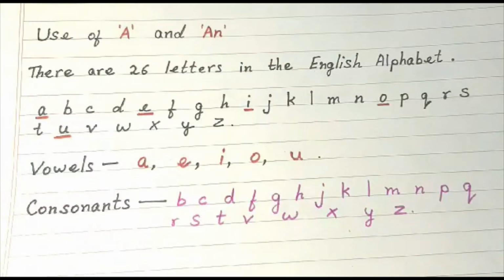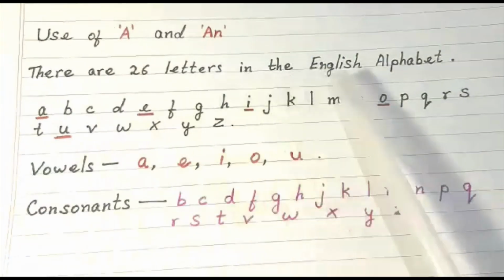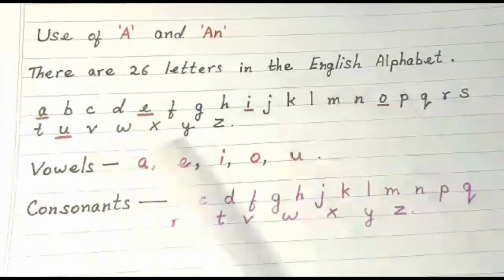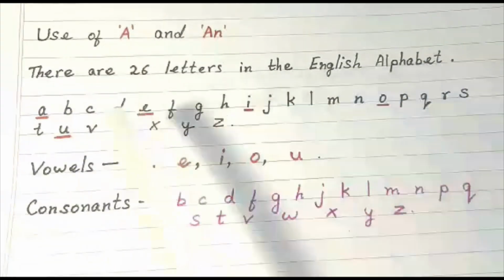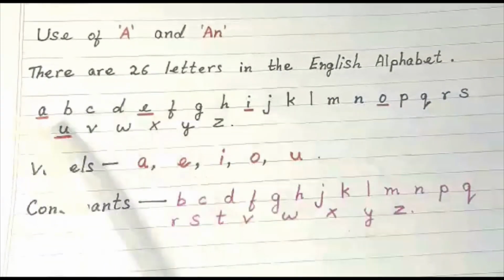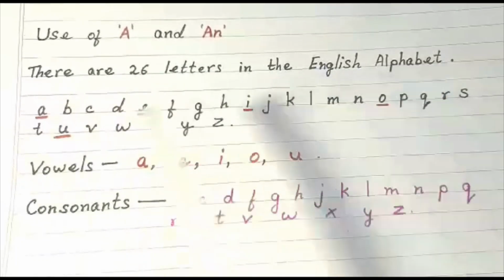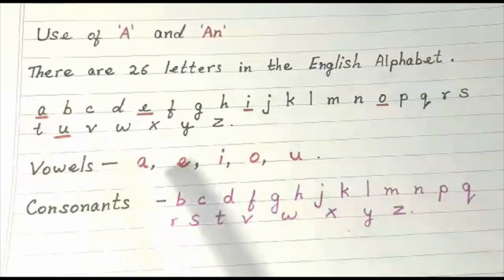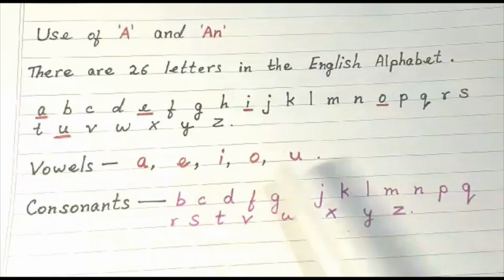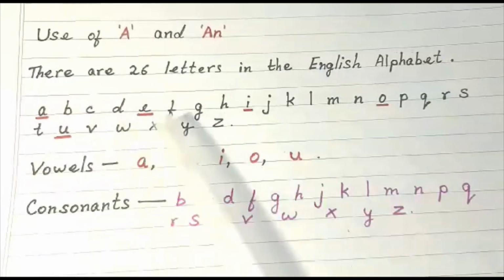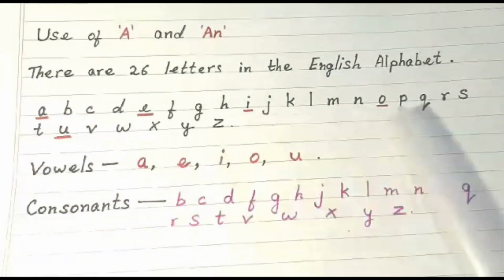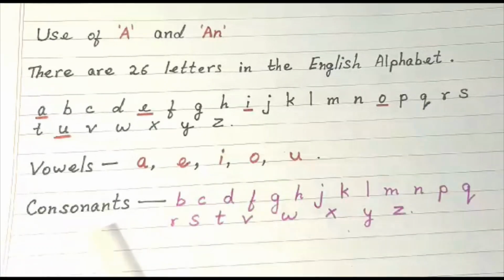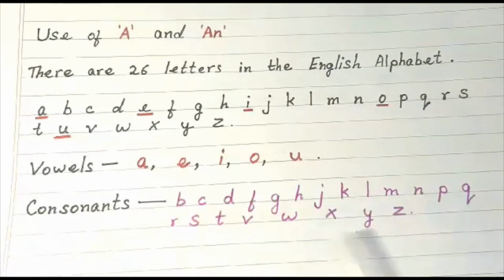There are 26 letters in the English alphabet. These are the letters. Out of these, 5 are vowels. A, E, I, O, U. Vowels A, E, I, O, U. And the remaining 21 letters in the English alphabet are called consonants. So these are the consonants. Clear?